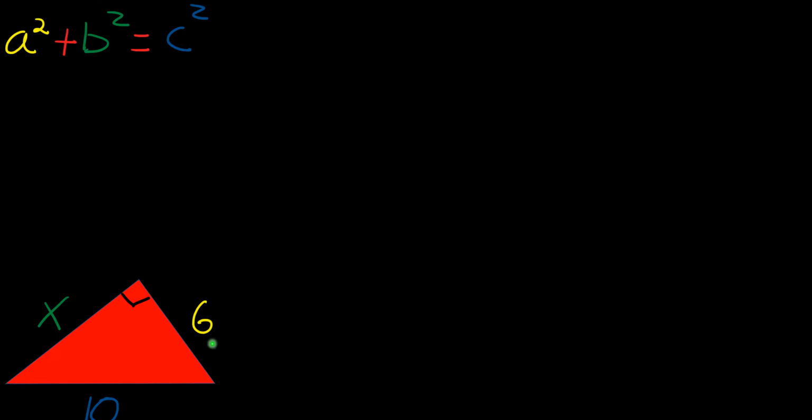a is going to be 6, c is going to be 10, the hypotenuse, and b is going to be x. So let's plug and chug. We're going to have a squared, which is going to be 6 squared, and we're going to add that to our b squared, which is just going to be x squared, and this is going to equal our c squared, which is going to be 10 squared.